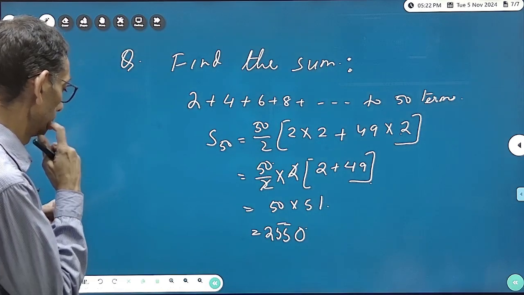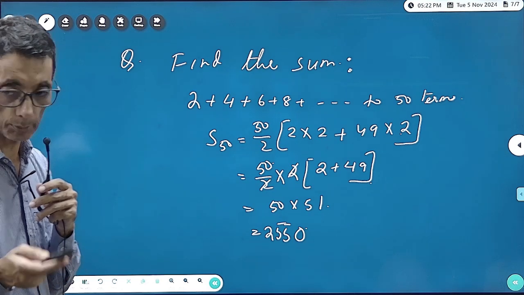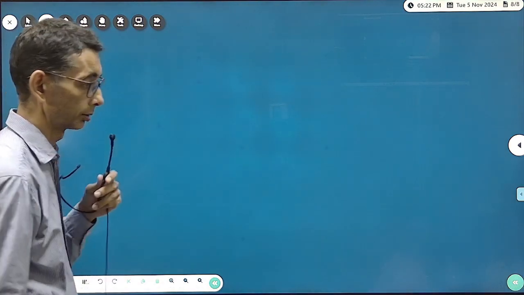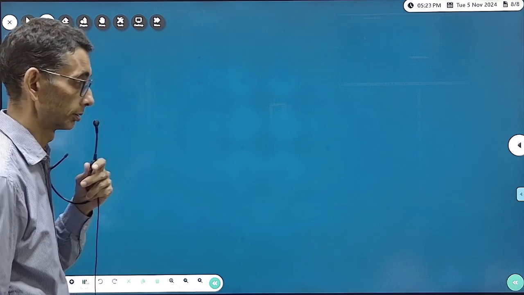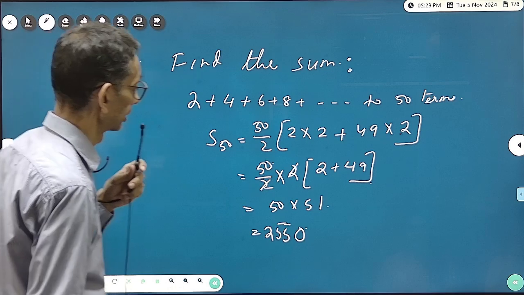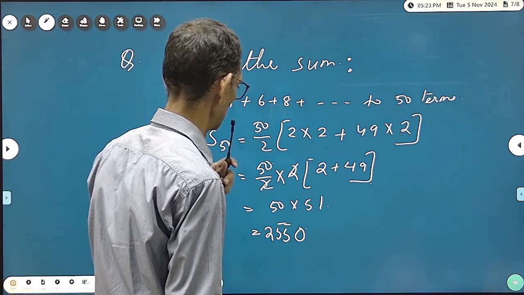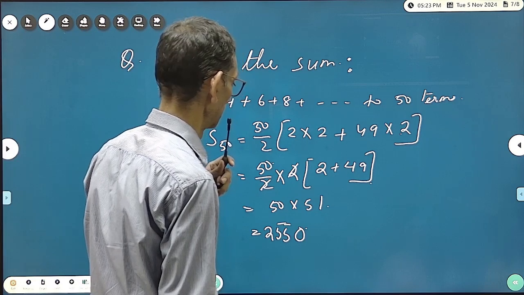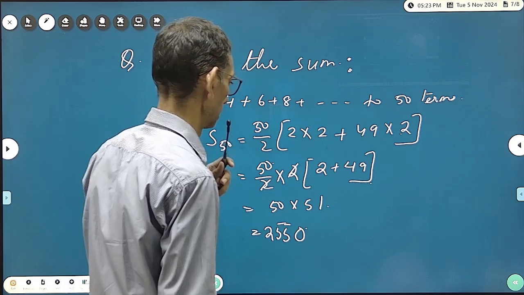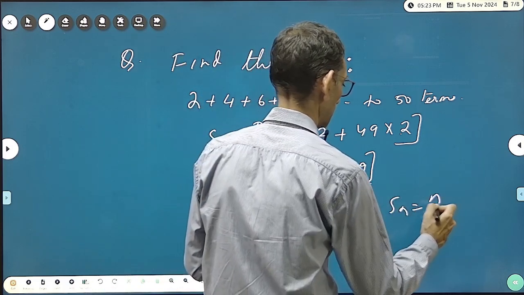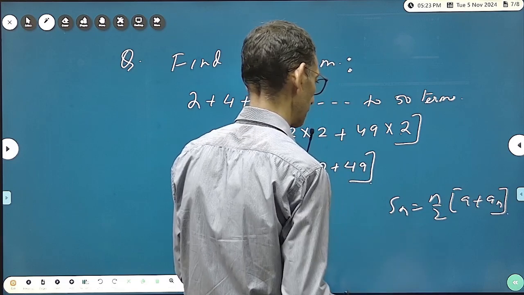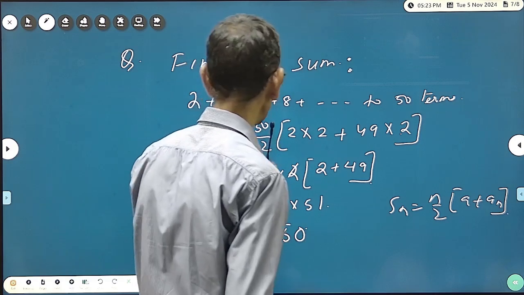2550. Because the questions are mixed up, AP and GP, we will just learn GP also and then do questions. A student asks: sir, if we do it with the other method, using the other formula, will the answer be different? Which formula? n by 2 into a plus an? Yes, sir. It will be the same, right?